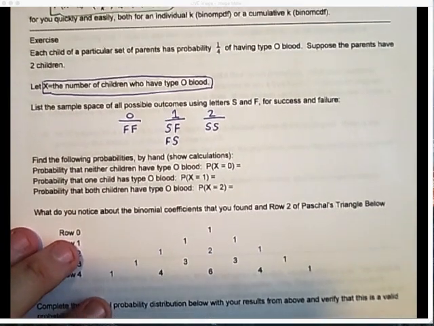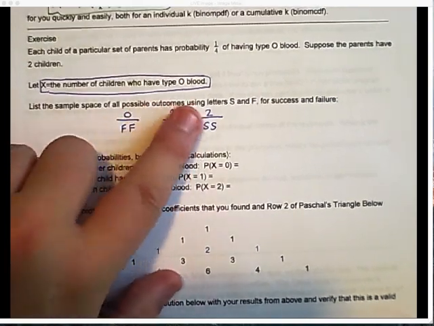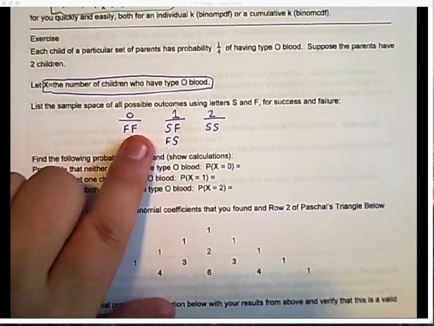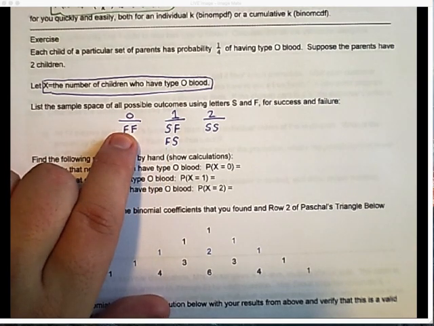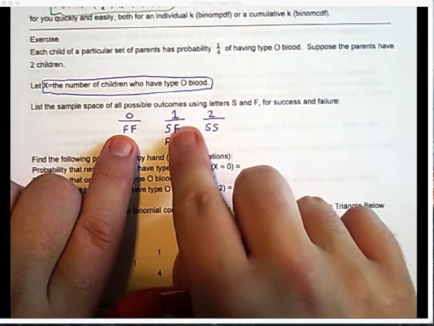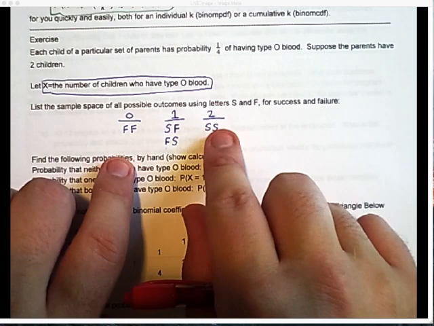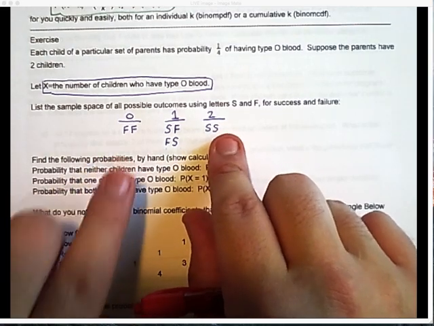So here's what we're going to do now. There's only 4 possible outcomes. Both children do not have type O blood. 1 child has type O blood, and there's 2 different ways to do that. Or both children have type O blood, and there's only one way to do that.